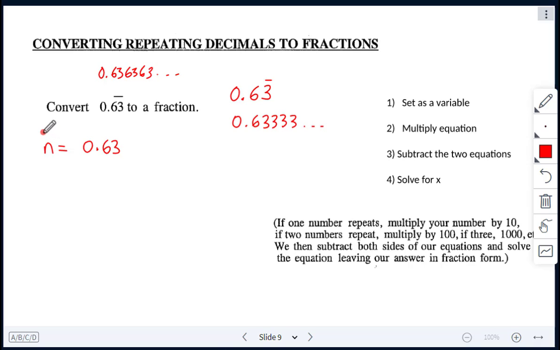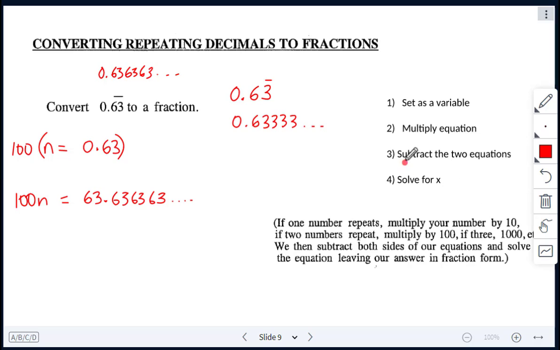So I'm just going to show it like this. We're going to multiply this whole equation by 100. That gives us a second equation of 100n. All I've done is multiply 100 times n to give me 100n. And I'm going to take that 0.63 and also multiply it by 100, and that gives me 63.636363, and so on, repeating. All right, so far so good.